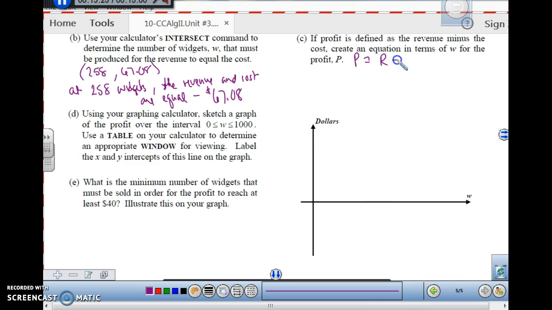All right, so if the profit is defined as the revenue minus the cost, so the profit is equal to the revenue minus the cost, create an equation in terms of W for the profit. All right, so we said the revenue was 0.26W minus the cost. Now this is 0.18W plus 20.64, so I have to subtract that entire thing: 0.18W plus 20.64. Okay, see if you can simplify this, and we will graph it in class tomorrow.